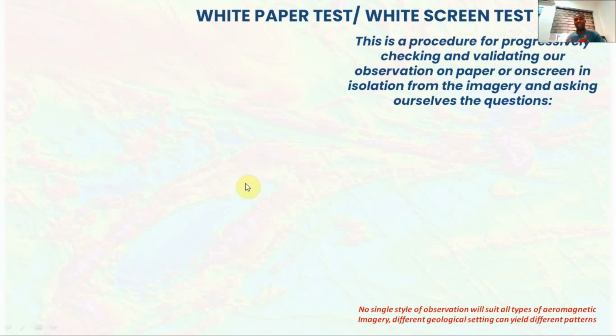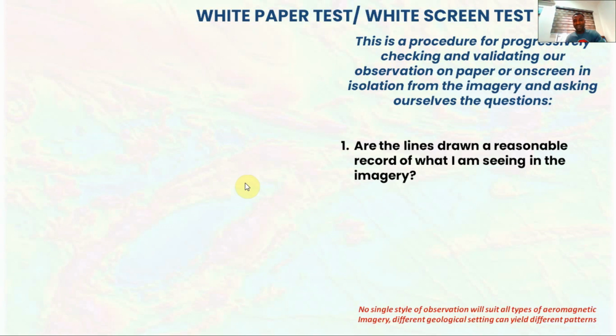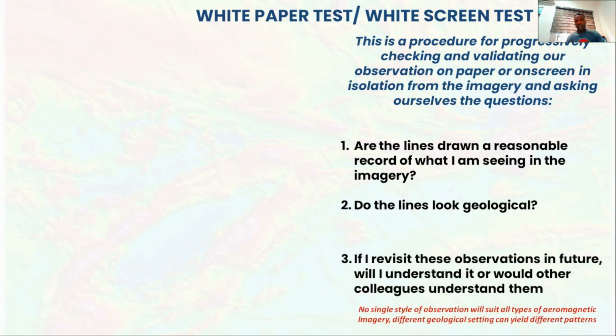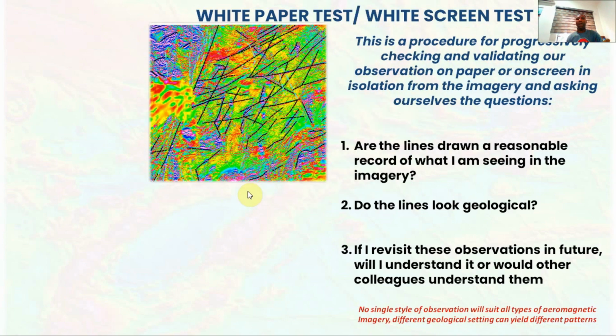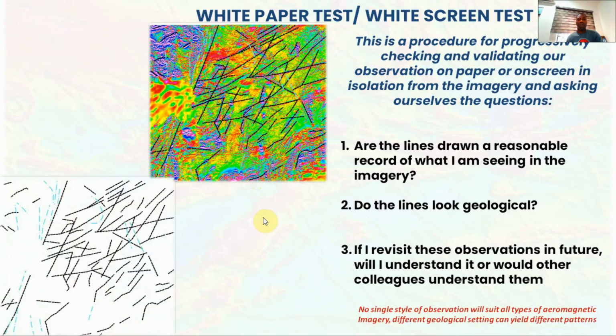So try to ask three questions. All these lines I'm drawing, are they a reasonable record of what I'm seeing in the imagery? Secondly, are these lines geological or not? Also ask yourself, in a few years to come, or if I'm giving someone else this data to look at, will the person see these lines as structures? Will he see some sense in it? Do they have a relationship between the geology and the fracture, the structural styles within these zones? That's what we are looking at.